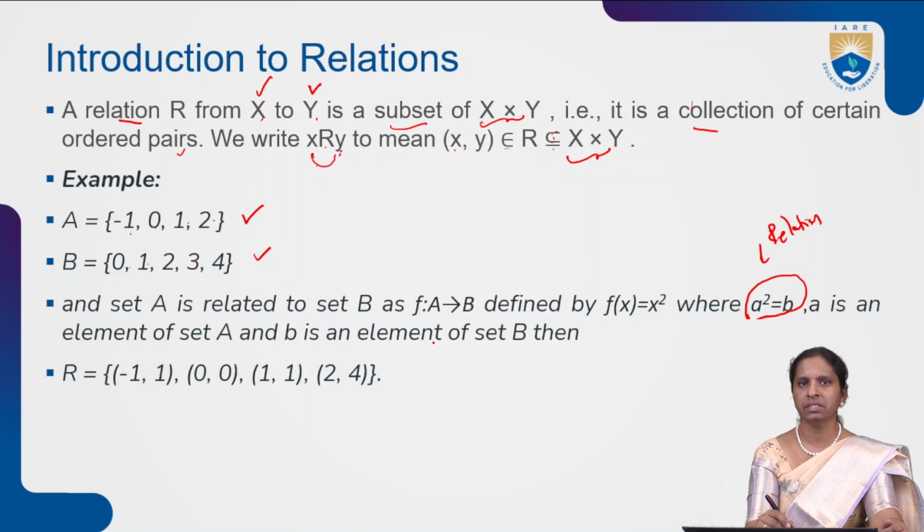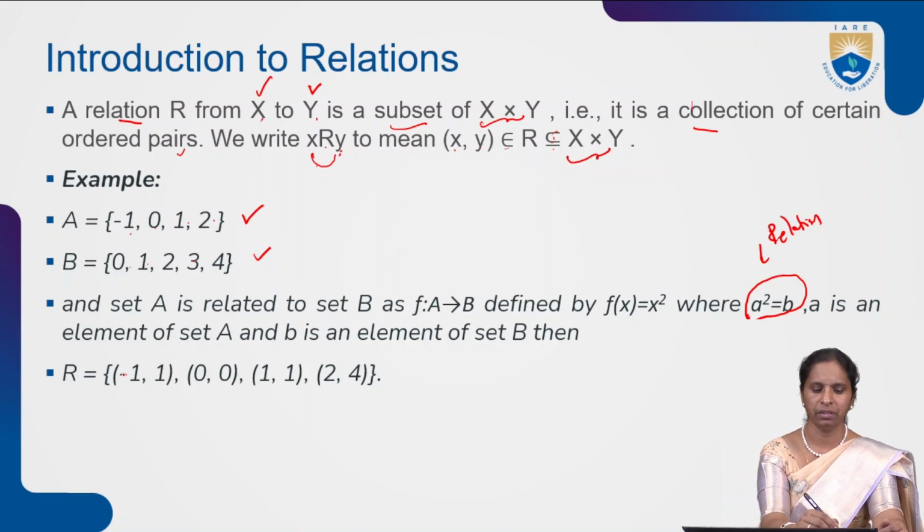Now, how do you represent this relation? What is the first element here? Minus 1. So for minus 1 square, what is the square of minus 1? 1, which is in B. Minus 1 square is nothing but 1 here. And 0 square is 0. And 1 square is 1. And 2 square is equal to 4. So this is the relation from A to B.